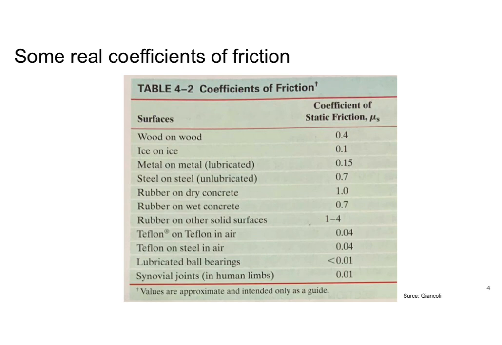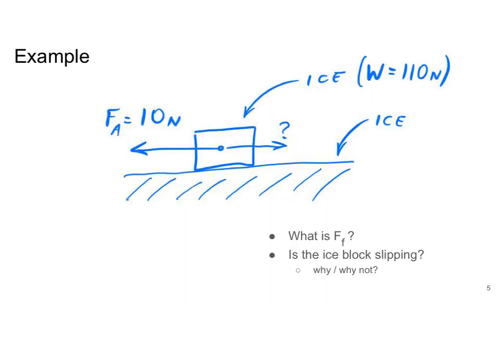Here are some real coefficients of friction. We're going to use these two in the example, so it's probably worth jotting them down or just memorizing them. Ice on ice is 0.1, and wood on wood is 0.4. Let's try this first example. I'd like to suggest you pause the video and try it first before you hear the explanation.